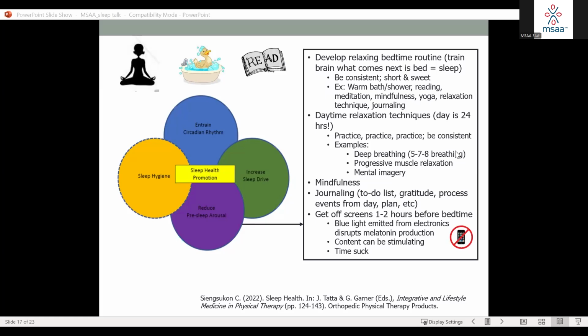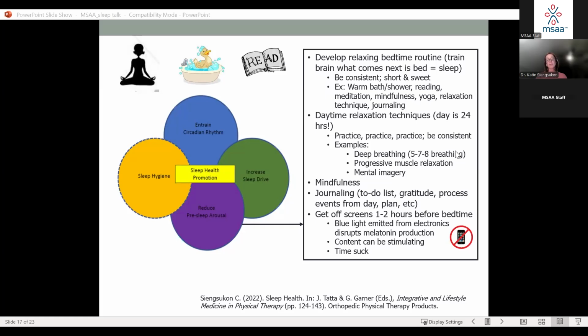The first thing is to develop a relaxing bedtime routine. And it can be short and sweet. That's great. Take a warm bath, take a shower, read, meditate, journal. Doesn't really matter what it is. But what that relaxing bedtime routine does is that it trains the brain that what comes next is going to be the bed, which equals sleep. And we want to train the brain to know that. So I'm going to do this activity, I'm then going to get into bed and I'm going to fall asleep. And the brain knows to do that.